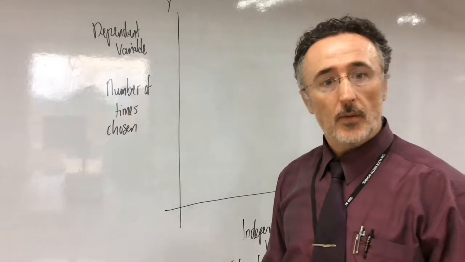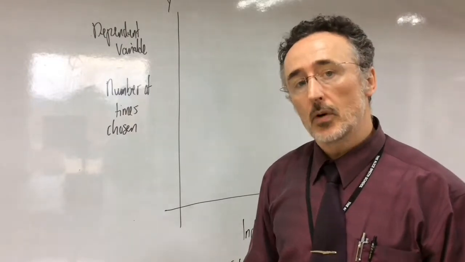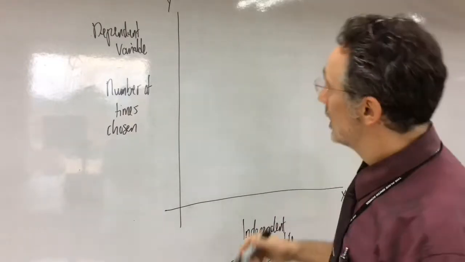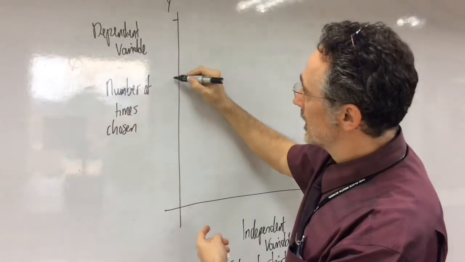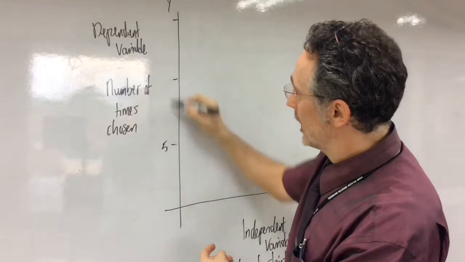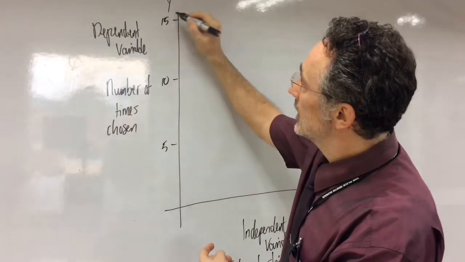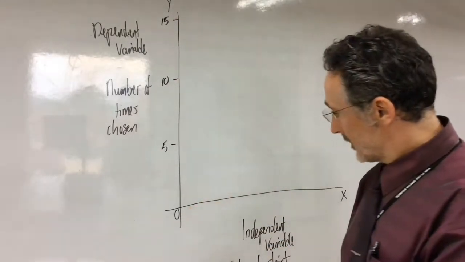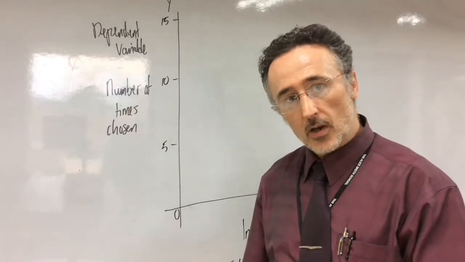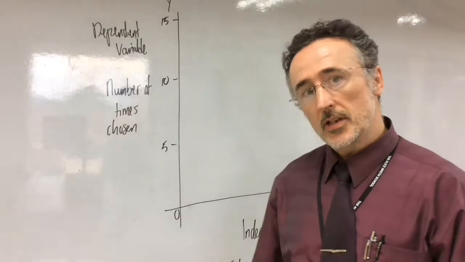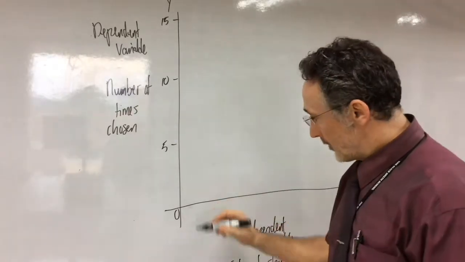Now, we know from our table of results that the maximum number of shirt choices was 15. So I'm going to carefully split this into 3 for 5, 10, and 15. 0 is here. Since our choices were categories of color, we need to draw ourselves a bar chart. So I'm going to separate those out.